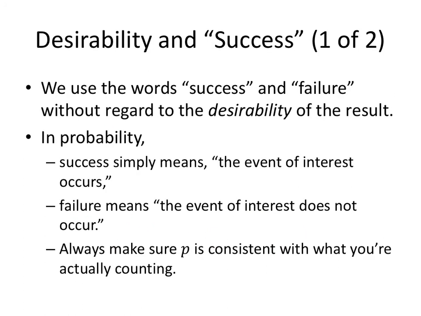We use the word success and failure without regard to the desirability of the result. So in probability, success simply means the event of interest occurs, and failure means the event of interest does not occur. Always make sure P is consistent with what you're actually counting.